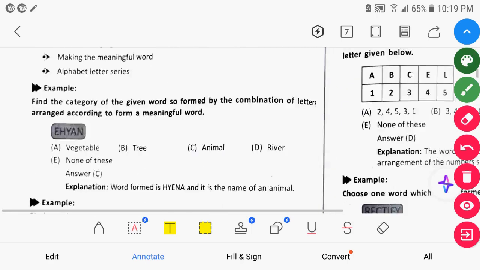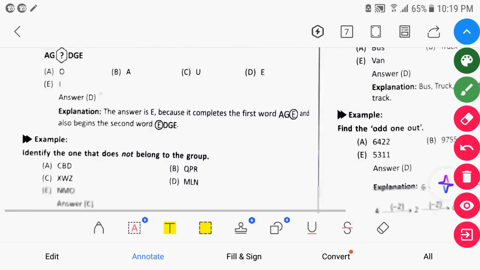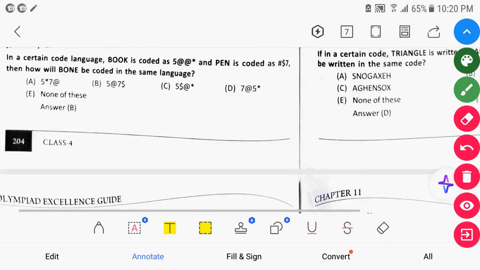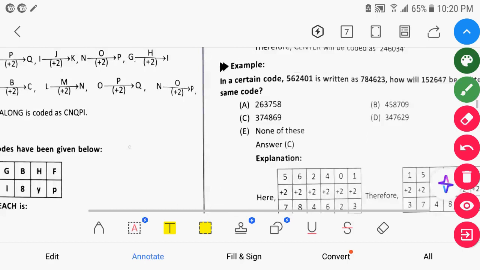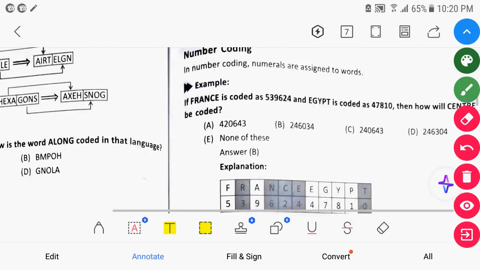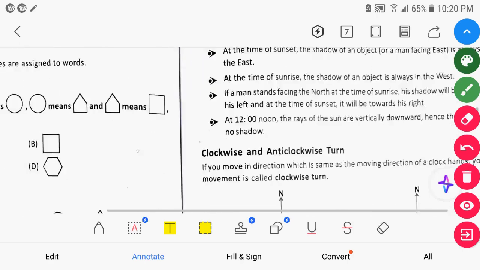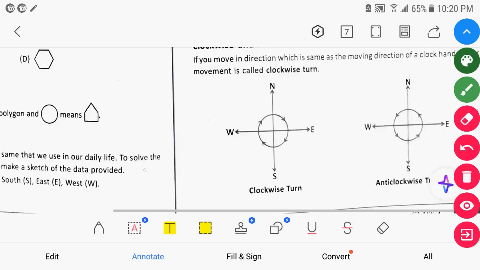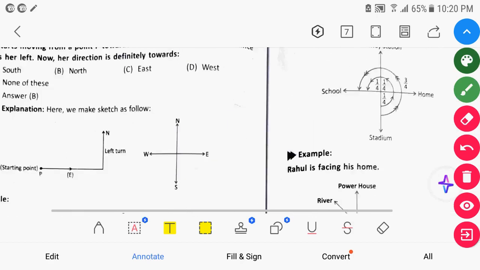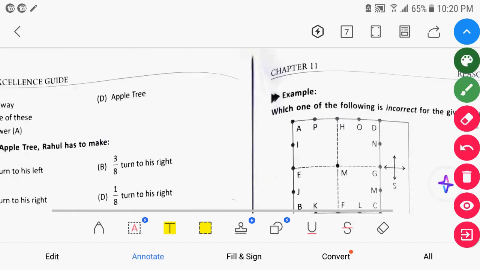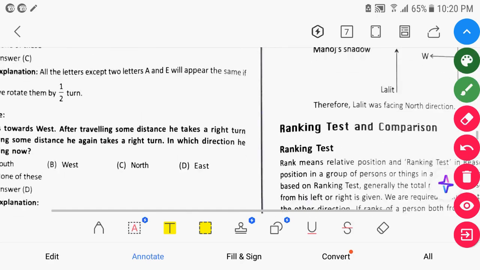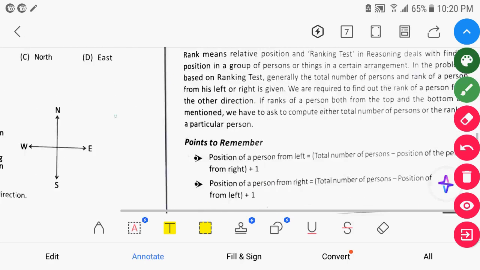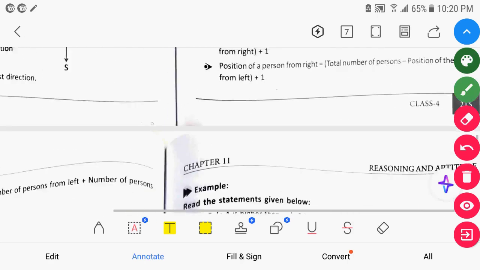So these are some of the patterns which we have to look into first, because in the practice exercise also some questions may come on the basis of the solved problems. Okay, so direction and all we had seen in the last session. Now the ranking test and comparison we had also seen.